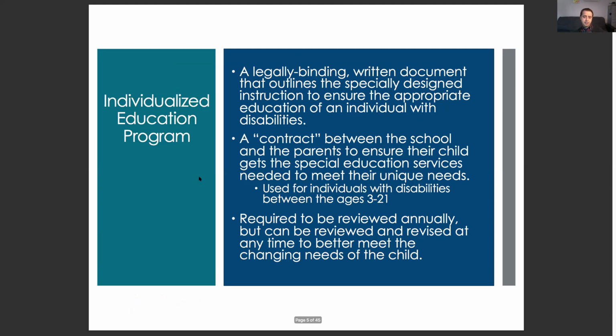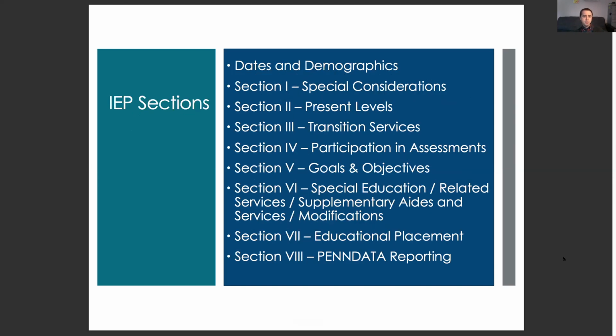IEP Best Practice Series. So first and foremost, Individualized Education Program. Remember that that's a legally binding written document that outlines the specially designed instruction to make sure that that individual who has a special need is going to make progress within 1 year's time. We like to say that it's a contract between the school district and the parents, and we also note that it's required to be reviewed annually, but it can be reviewed and revised at any time if the parents request or the school district.